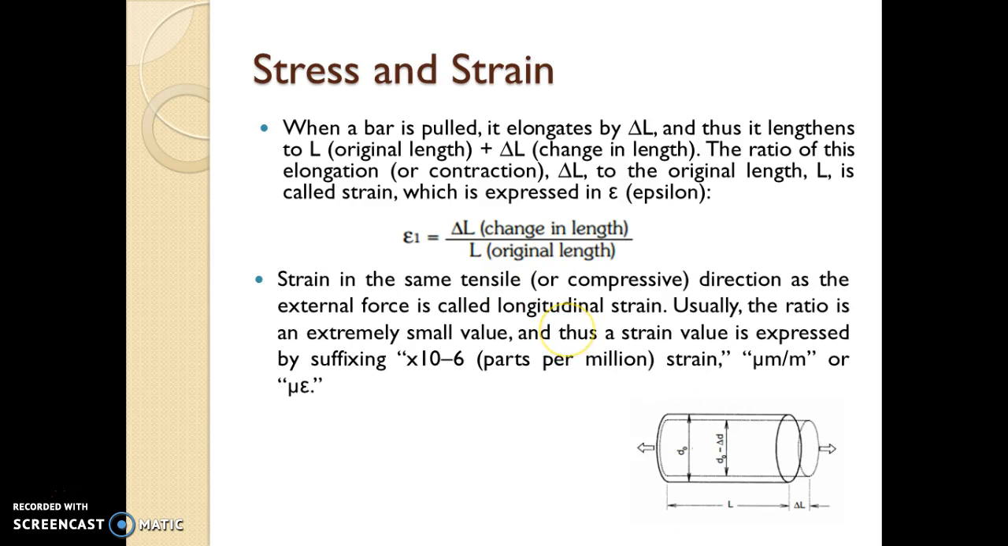Now this strain can be of tensile nature or compressive nature. Here we are trying to elongate the bar, so this is a tensile strain. Now many times we apply force from this direction and in this direction, wherein we are trying to compress the object. This is called compressive strain. Now this strain is unitless, but its value is very small. So usually we suffix 10 raised to minus 6 and the unit of strain becomes microstrain in that case.